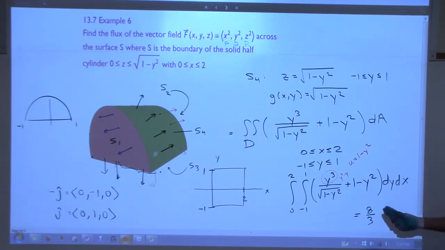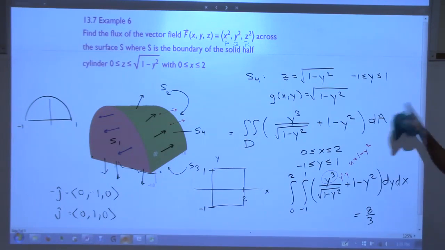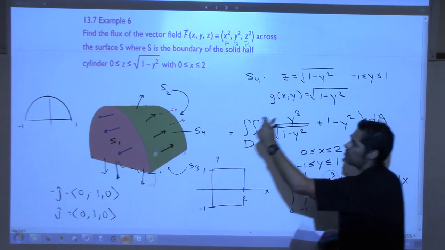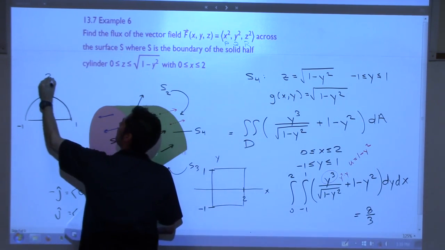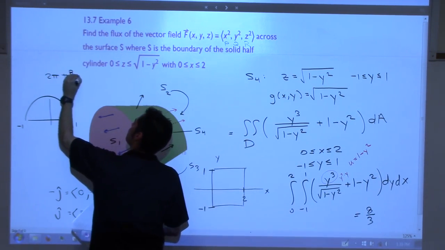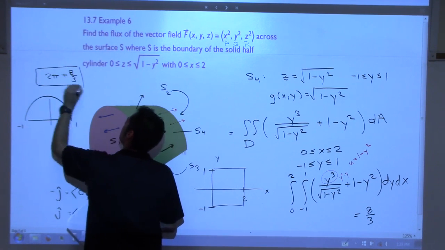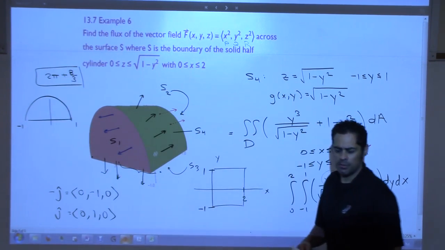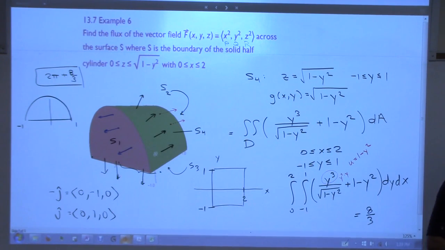The result is that the flux is the answer from all these surfaces added up. The only other thing that contributed to anything was what, 2 pi? So the final answer to this is 2 pi plus 8/3. That's the flux. All right, good?